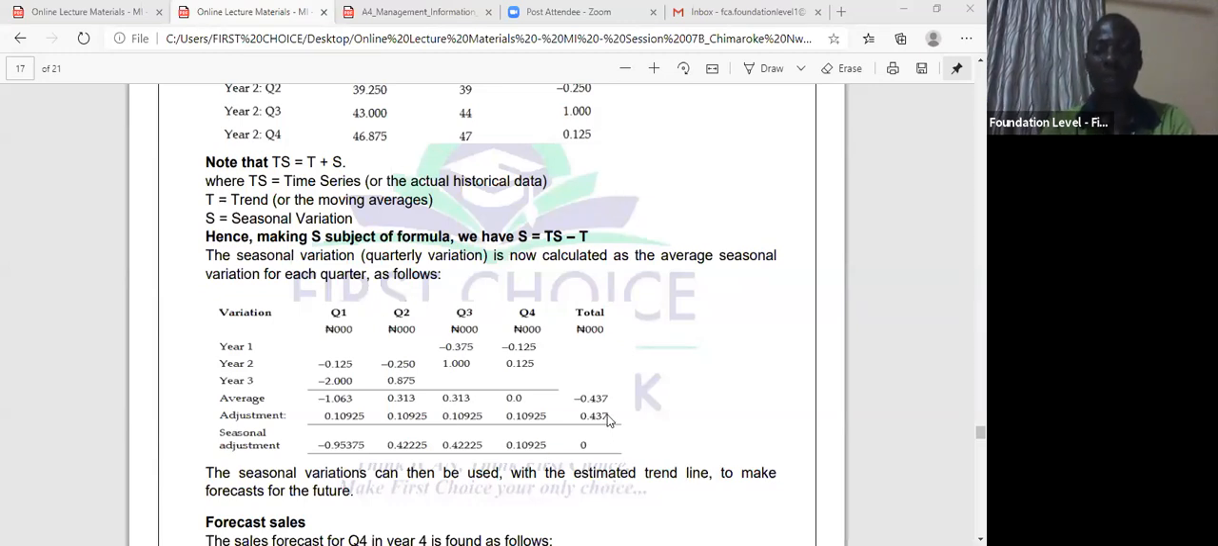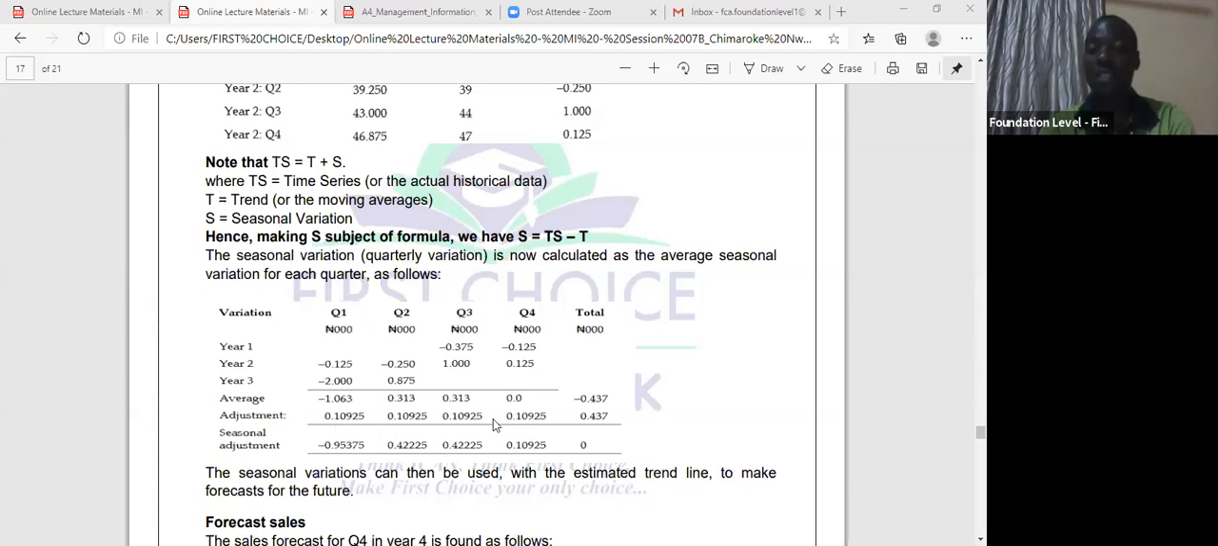So that is this figure here. So you do left to right. So this figure, you add it now, because when you add this to this, you see it's going to give you 0. So you divide this figure, which you are adding, by the number of observations. So you're going to divide it by 4. When you divide it by 4, can you see that everything will give you 0.10925?